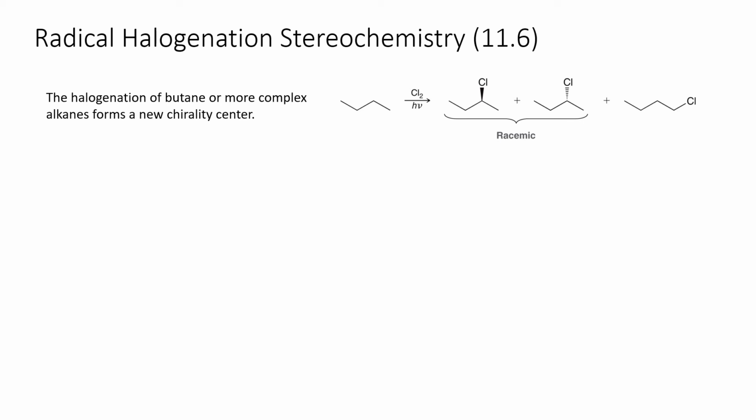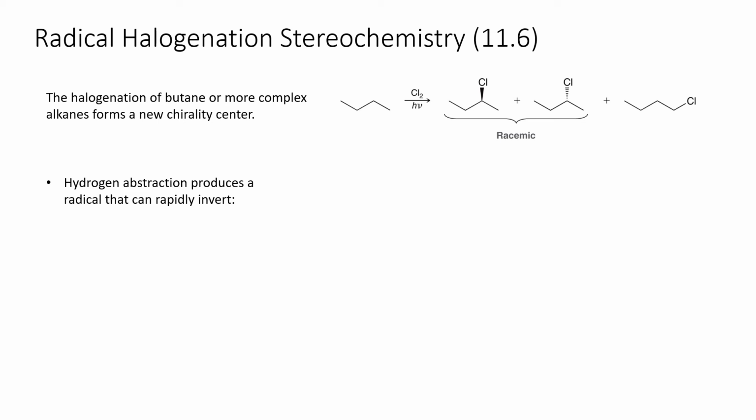So now let's discuss radical halogenation stereochemistry. Again, when we're dealing with larger alkanes, something like butane or more complex, and we form a new chiral center, remember the geometry of that radical. So it's trigonal planar, so it's interconverting, and so we're going to get a racemic mixture. So whenever you're forming a chiral center with halogenation, remember you're always going to get a racemic mixture.